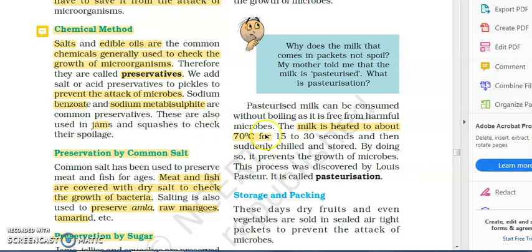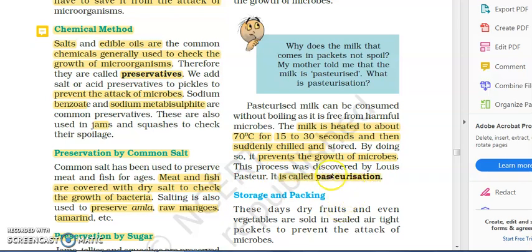And when we heat up the milk at this temperature, the harmful microbes are generally killed. We heat the milk for approximately 15 to 30 seconds and then suddenly chill and store it. By this method we can prevent the growth of microbes, and this method is known as pasteurization.